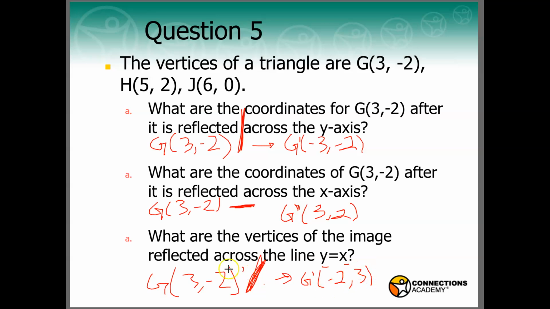Now, this one actually asks us to do it for all of the points. So we're going to go ahead and apply those to the others as well. So if I had my G prime as negative 2, 3, the H, again, we'll just switch places, 2 and 5. See how simple that can be? And our J prime will leave us at 0 and 6. So all we did for the last one was switch our x's and y's, and that's how we reflect across the line y equals x.